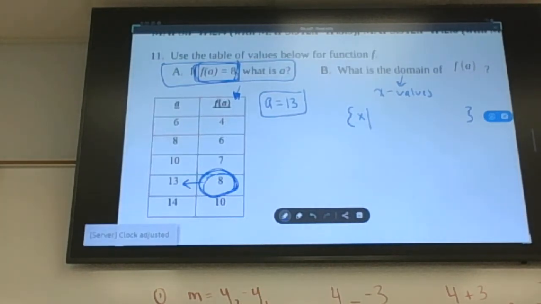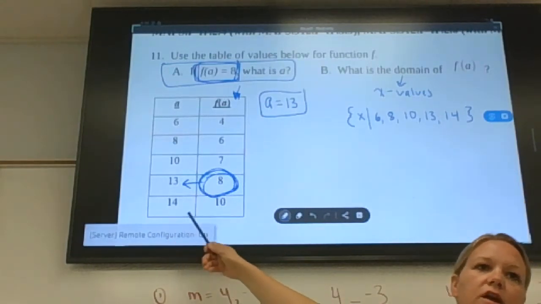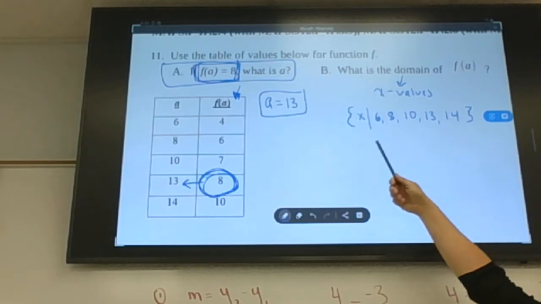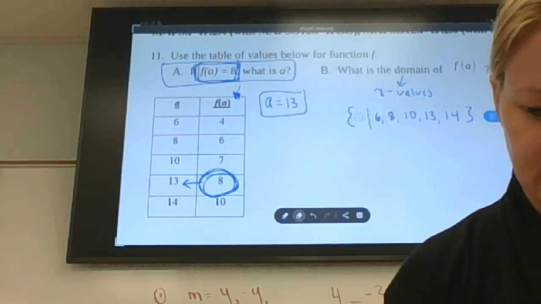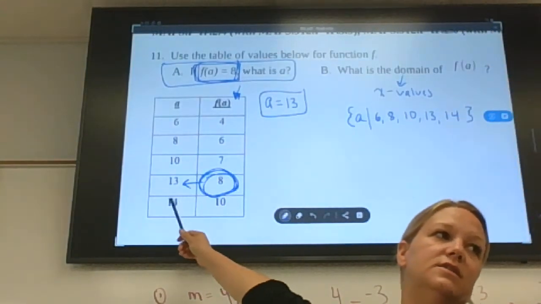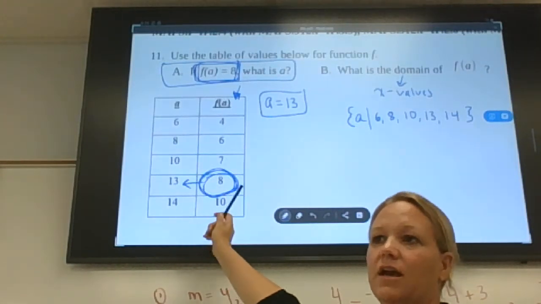6, 8, 10, 13, 14. When you just have a table and you're listing domain and range, it's just the numbers that you see. So the domain, and actually, you guys, I put X here, but technically, I should put A, because this is typically X, Y, but right now it's shown as A, f of A.